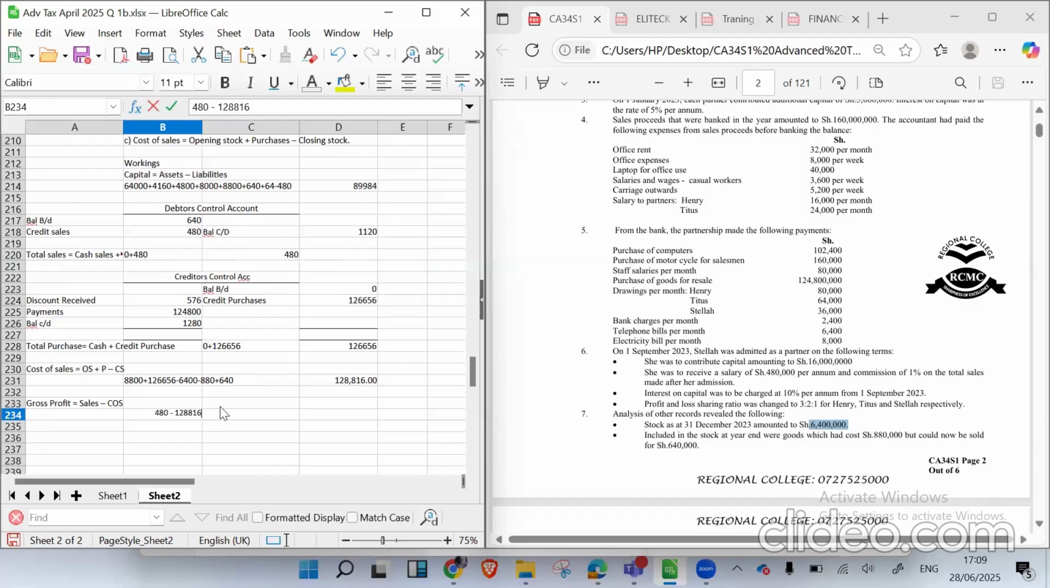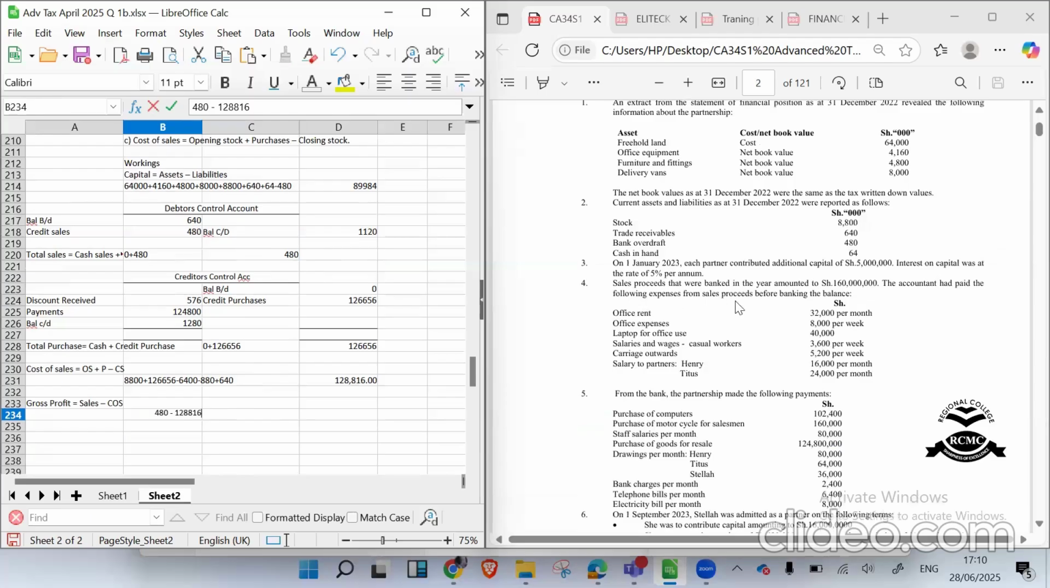The question looks ambiguous, but now it has been tested. We must answer it. Sales proceeds that were banked. Kuna kitu ya sales tumeiacha. Check note number 4. So ile 160 plus whatever I did. That should be our cash sales. Tuitafutie space hata kama ni hapa chini, kama uko juu ushamaliza.